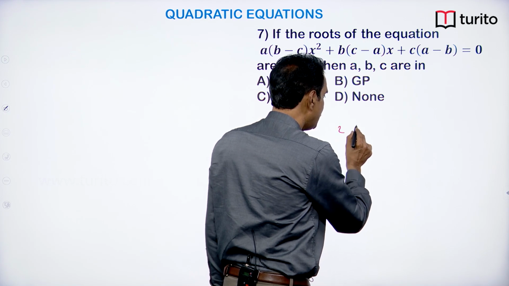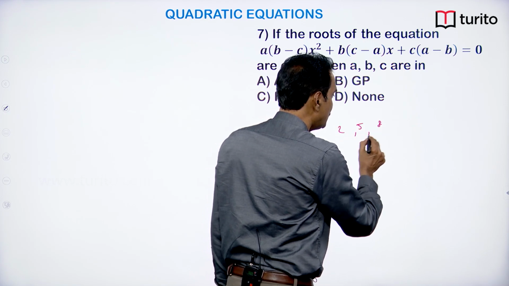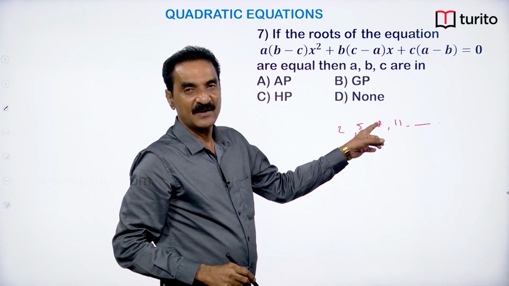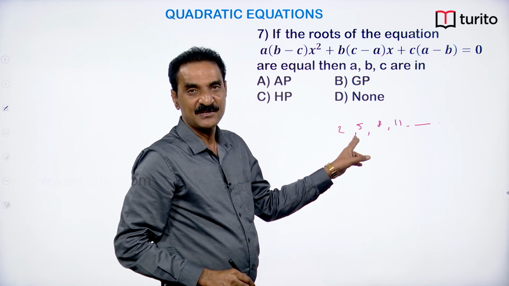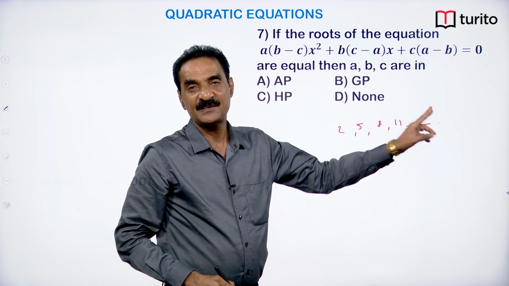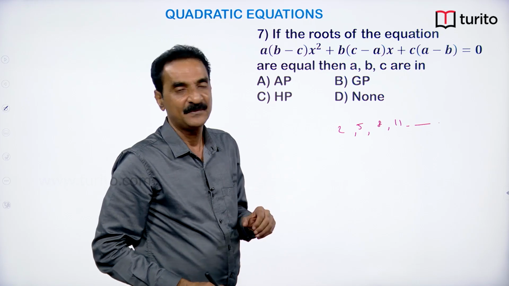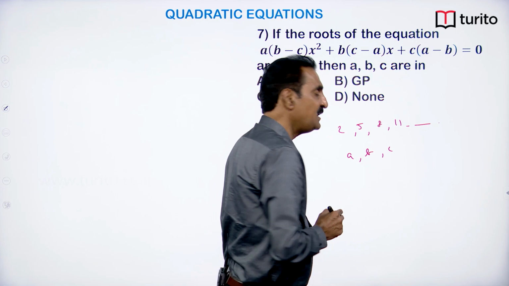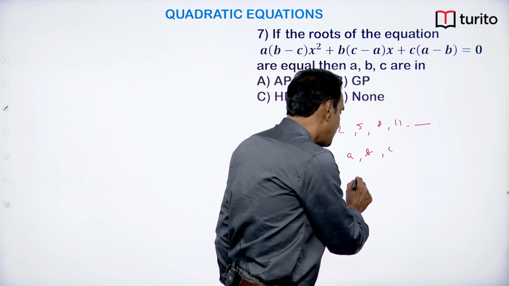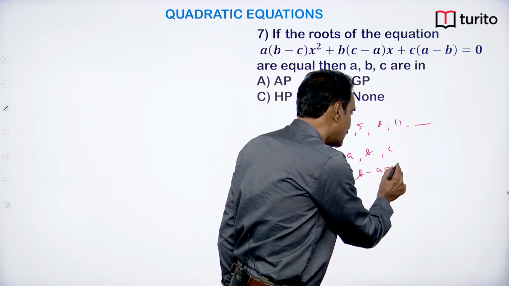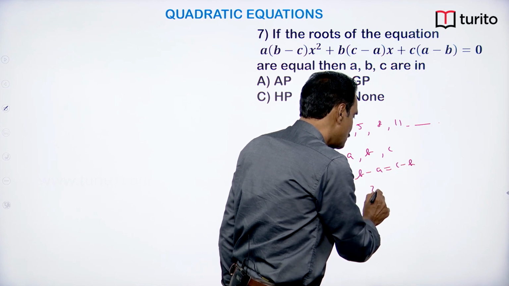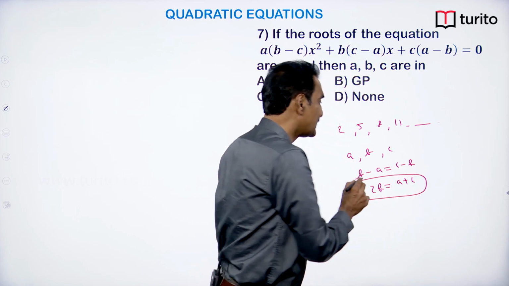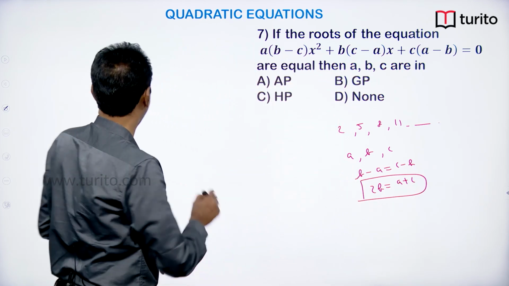If you observe this sequence, in this sequence the difference of consecutive terms is constant. This kind of series is called arithmetic progression or AP. If you take 3 numbers A, B, C in AP, then B minus A will be equal to C minus B, then 2b is equal to a plus c. So, this is the condition if a, b, c are in AP.